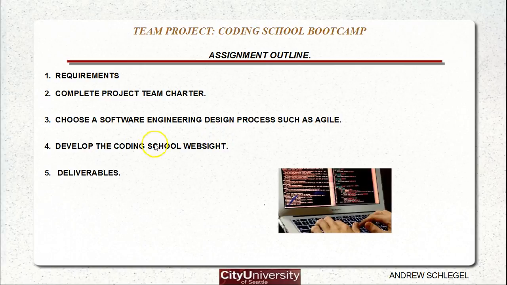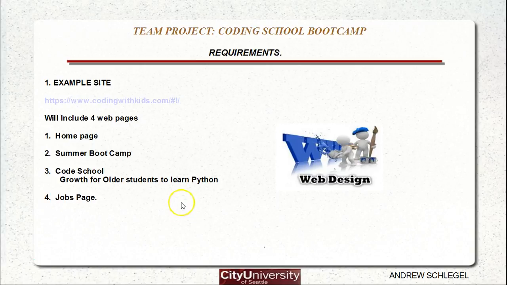Okay. Then after that, this is not a software engineering course, and we're just going to briefly introduce Agile, and you're going to try to stick to Agile a little bit, because it would be irresponsible of me to just have you randomly doing things. Okay, so then you're going to develop the Code in School website, and then you're going to give me the deliverables.